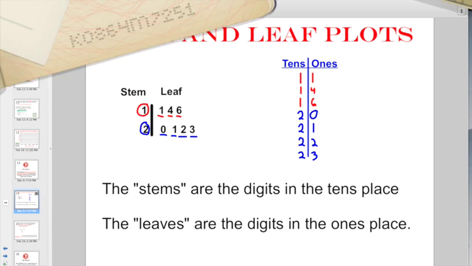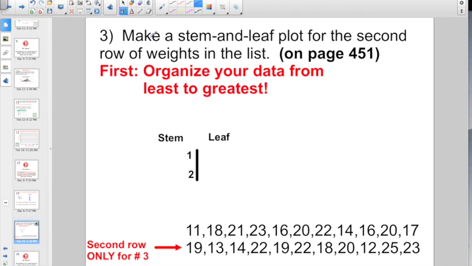Hopefully. Let's move on. Problem number 3 says, make a stem and leaf plot for the second row of weights in the list. This data is on page 451. The big thing to remember here, the first thing you have to do before you start making a stem and leaf plot is organize your data from least to greatest. On number 3, you're only doing the second row of turkey weights. So let's take a look.